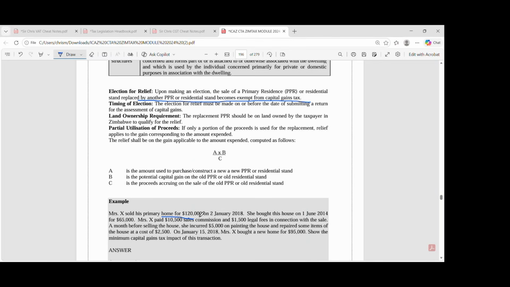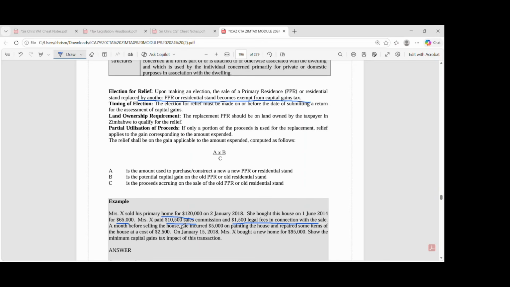So if you go to our question, it's his primary home. So there are no capital allowances. There is no recoupment which can arise from a personal asset. Is it making sense? So it only attracts a CGT for 120. He bought his house on 1 June for 65. So here we don't claim. There are no capital allowances. There is no recoupment. Mr. X paid 10.5 sales commission and 1.5 legal fees in connection with the sale.